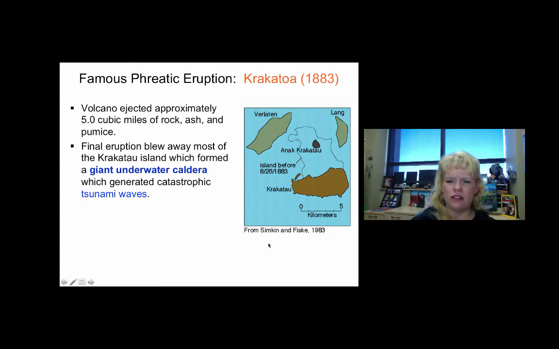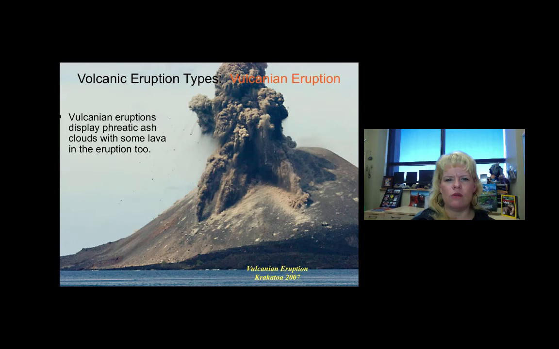Since that sank this entire region you see right here, it actually created a tsunami, or a set of tsunami waves, which killed a bunch of people on those islands, as you could imagine. So Krakatoa is a very famous phreatic eruption.